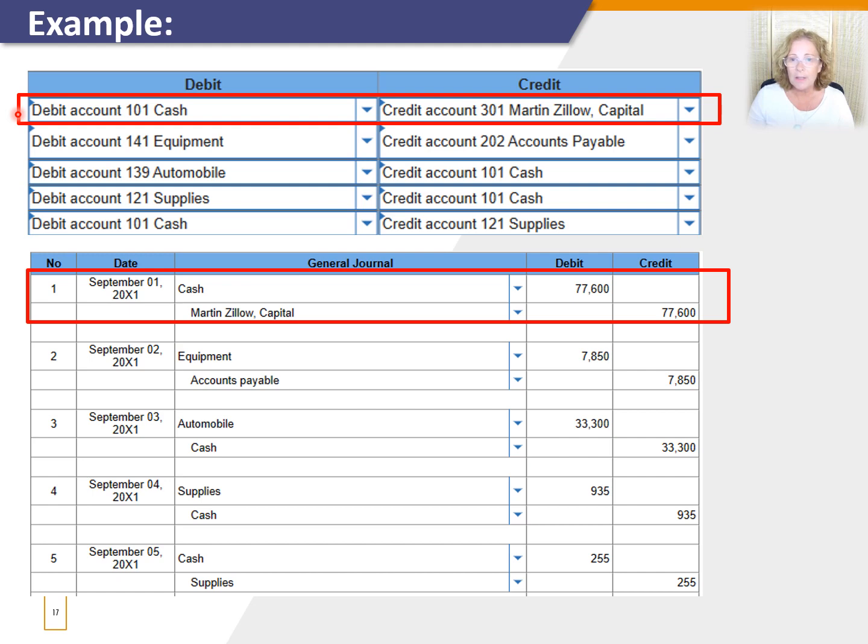Each transaction is now entered as a journal entry. For instance, for the first journal entry, we write the date and then cash and a debit of $77,600. On the next line, we slightly indent and write Martin Zillow Capital and a credit of $77,600. We repeat the process for each transaction until all journal entries are complete.